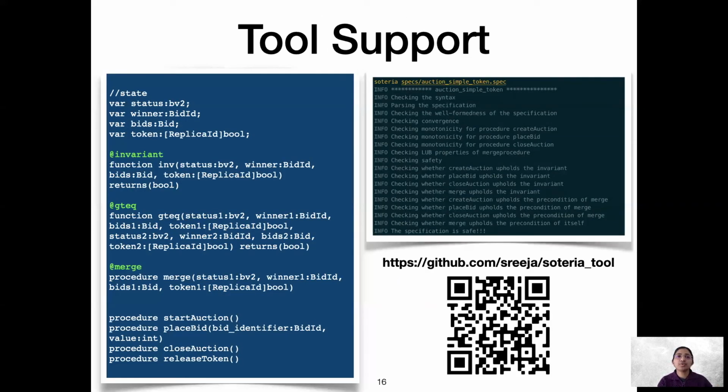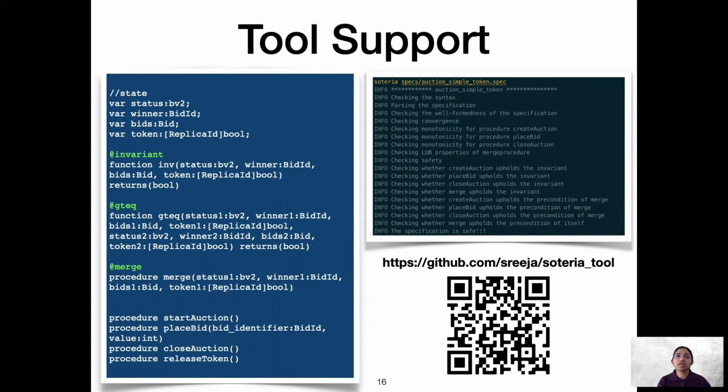We have implemented this proof rule in a tool called Soteria, which sits on top of Boogie, which is an intermediate verification language. Boogie in turn uses the Z3 SMT solver to discharge the verification conditions. Soteria requires a specification of a distributed object. It includes a state represented as the global variables in Boogie, and the object invariants given as a function in Boogie with a special annotation, @invariant. Soteria also requires a comparison function to determine the relative ordering of states. This is useful in checking convergence properties of the distributed object.